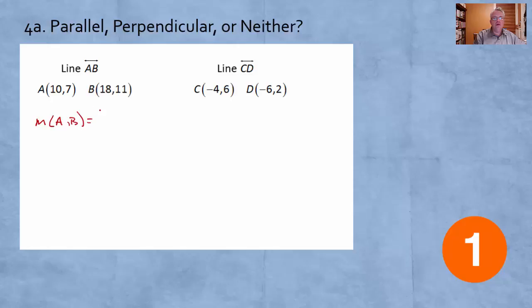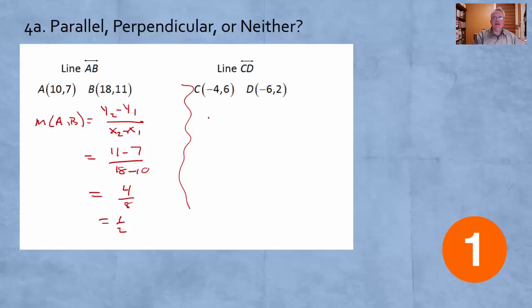using the slope formula. So we do y2 minus y1 over x2 minus x1. So 11 minus 7 over 18 minus 10 is 4 over 8, which is 1/2. So line AB has slope 1/2. Okay, let's see about line CD.